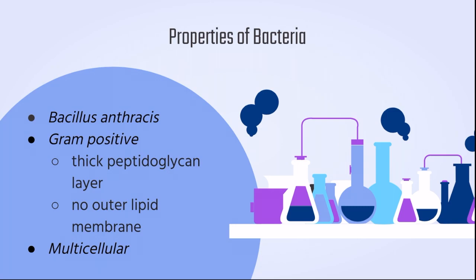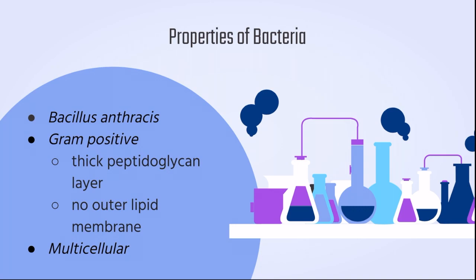It is called Bacillus anthracis, and it is a gram-positive rod-shaped bacterium. What is a gram-positive bacterium? Well, it has a thick peptidoglycan layer and no outer lipid membrane. It is easier to destroy than a gram-negative bacteria, but it still causes problems.